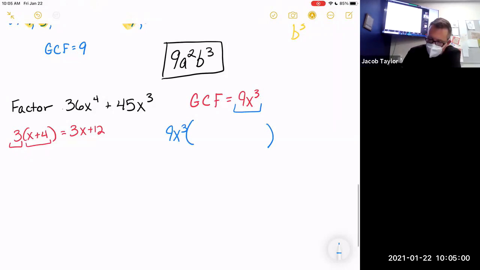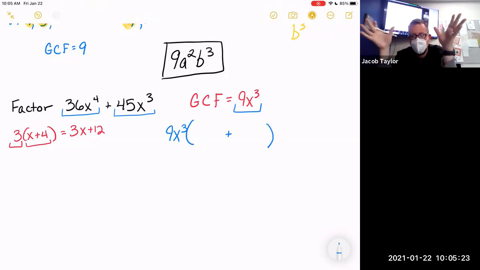Now, the problem had 2 terms in it. 36x to the 4th is 1 term. 45x cubed is 1 term. So if there's 2 terms in the problem, there will also be 2 terms in the parentheses. We'll separate those with a plus sign, because there was a plus sign in the problem.